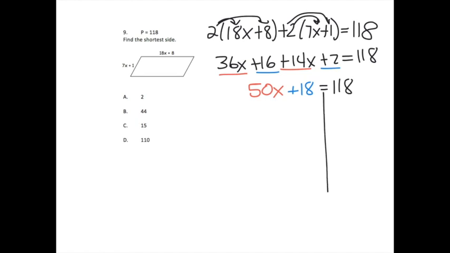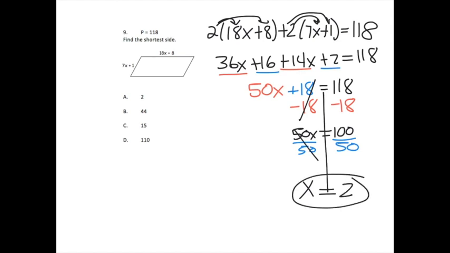All that we have to do now is solve for x. First thing that I do is cancel the 18. So the 18's cancel. I get 100 here, and here I have my 50x. My next step would be divide by 50. 50's cancel, 100 divided by 50 is a 2. Again, this is my x value. I need the shorter side. I will substitute on both to be safe.